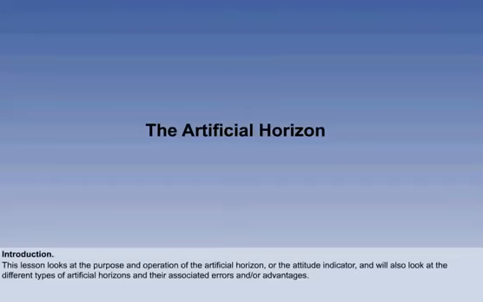In this lesson, we are going to look at the purpose and operation of the artificial horizon, or the attitude indicator as it is often known. And we will also look at the different types of artificial horizons and their associated errors and/or advantages.